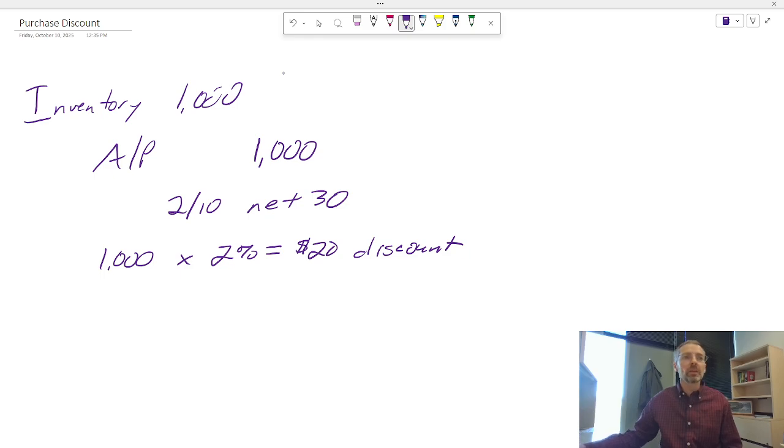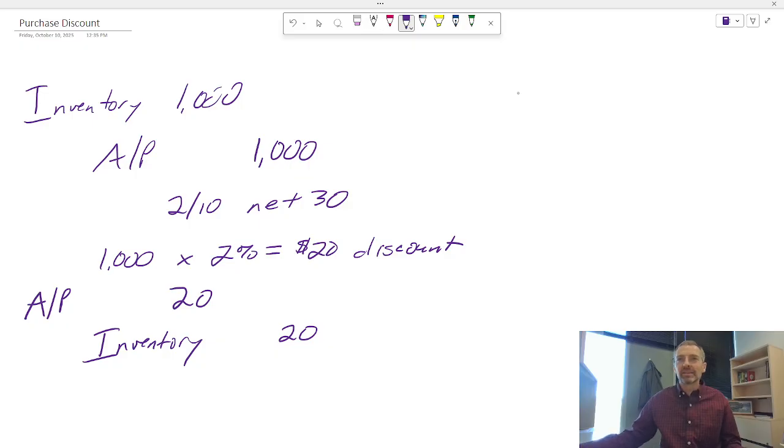All right, there are two ways of looking at this. I'm going to first do this in multiple steps, and then we are going to combine that into one step that your homework probably wants you to do. My first step is, let's say I now no longer owe that $20. So I am going to debit accounts payable for the $20 that I do not owe. The other part of this journal entry is that my inventory is also going down $20.